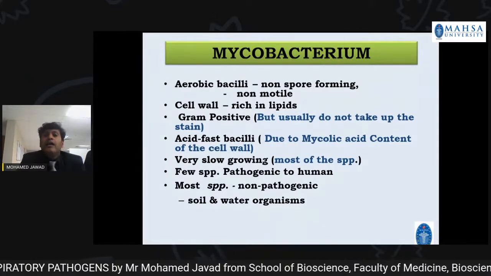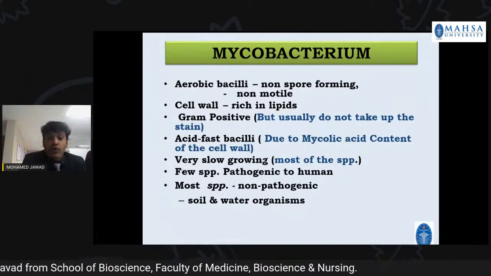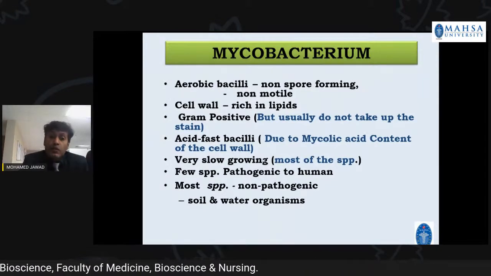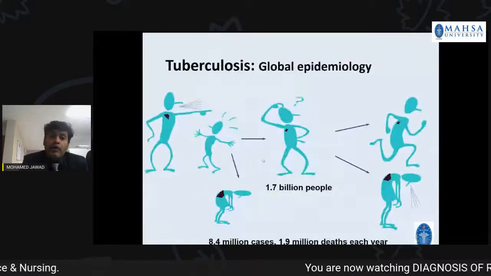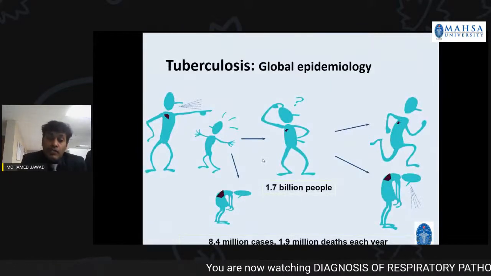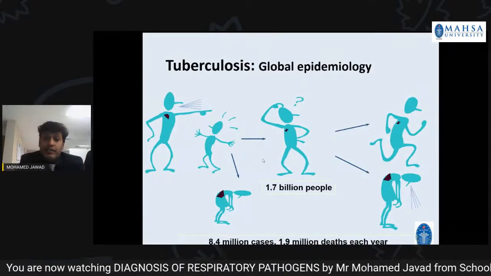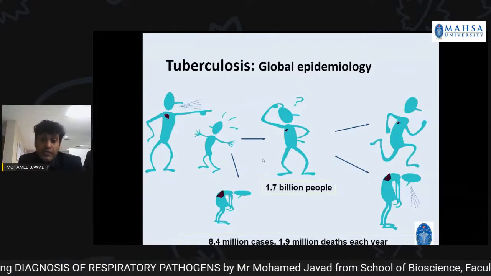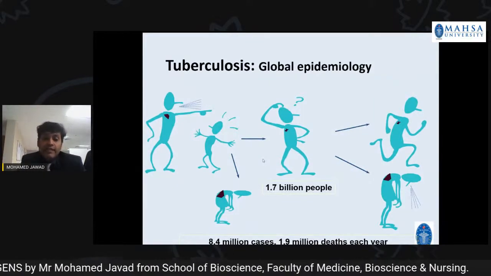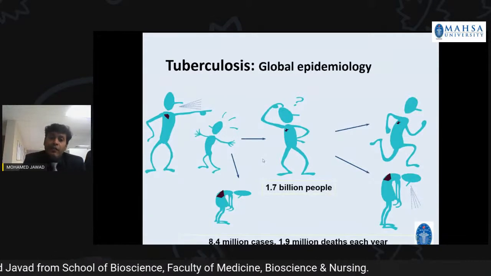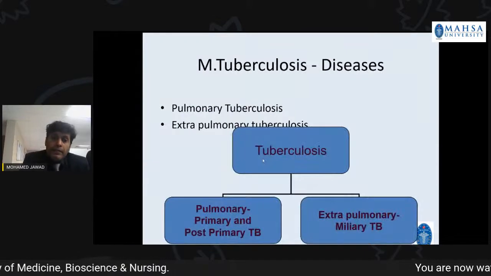It's a very slow growing bacteria. Most of the species are very pathogenic to humans. You can also find it in soil and water. And it's a global epidemiology: tuberculosis causes around 1.9 million deaths per year, and around 1.7 billion people are affected. So every year a lot of people die due to this tuberculosis.